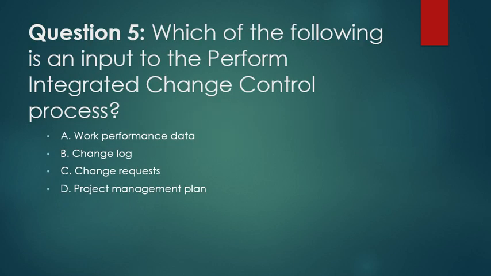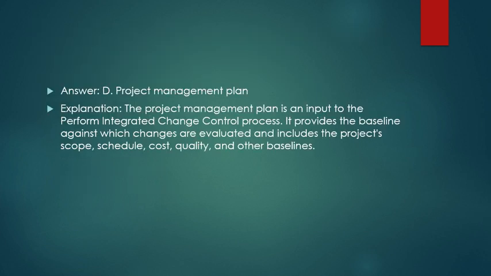Question 5. Which of the following is an input of the perform integrated change control process? Work performance data, change log, change request, project management plan. Answer is project management plan. The project management plan is an input to the perform integrated change control process. It provides the baseline against which changes are evaluated and includes the project scope, schedule, cost, quality, and other baselines.